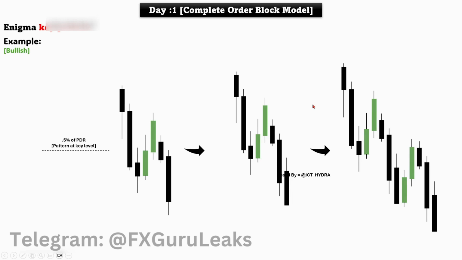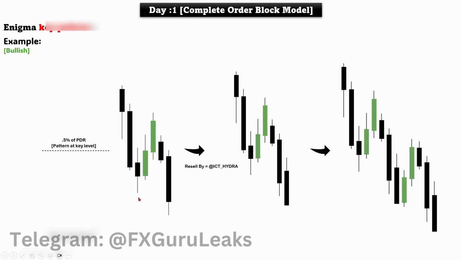Take a look at this slide, Enigma key pattern. Again, this is your reversal pattern. If you get this pattern, then it's going to be a reversal. You're going to be going for a short rather than going for a long. What's the difference? Very little difference. Now here this pattern is appearing at the 0.5.